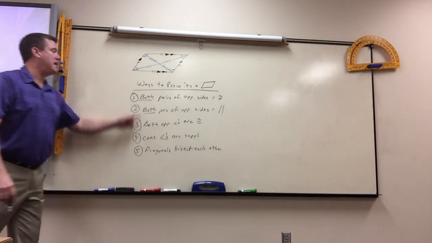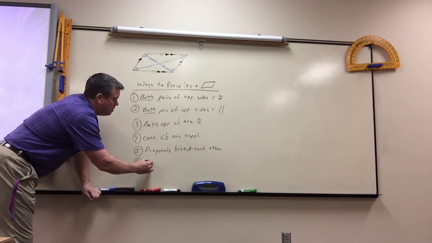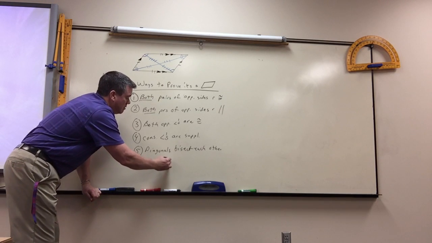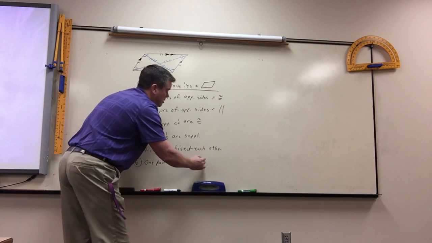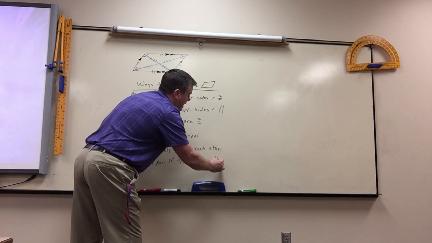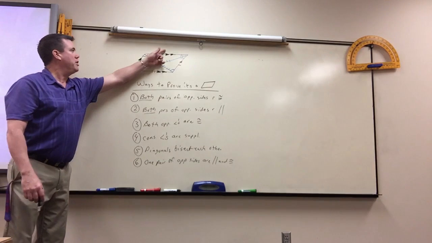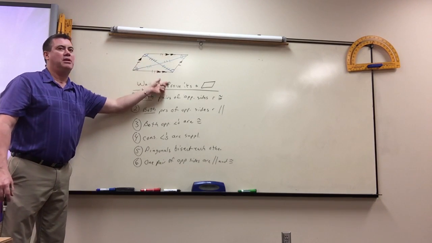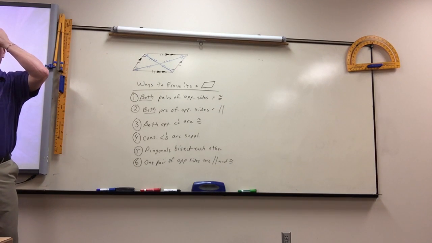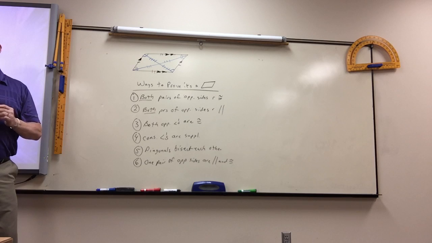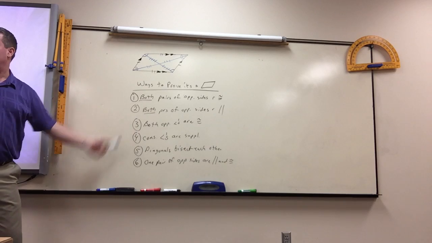And then the last one is a combination of the first 2. If you know that just one pair of opposite sides are parallel and congruent, so if you just know that these 2 are both congruent and parallel, that would work. So it has to be one of these 6 things. If it's anything else, you can't prove it's a parallelogram. Okay? Do you need to memorize all? Yes, you need to know these.